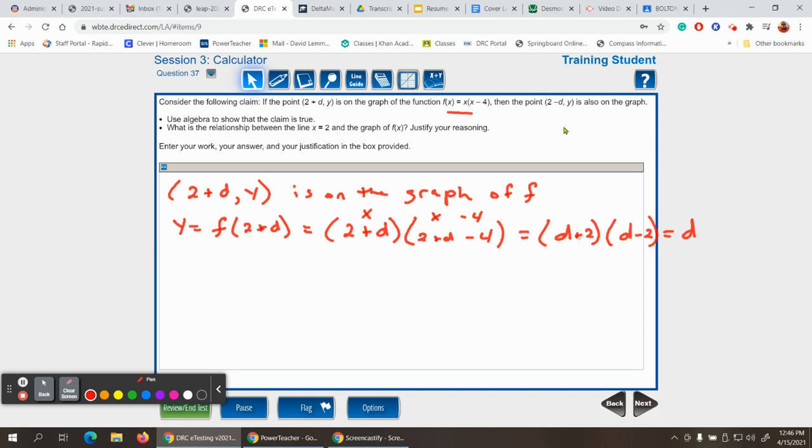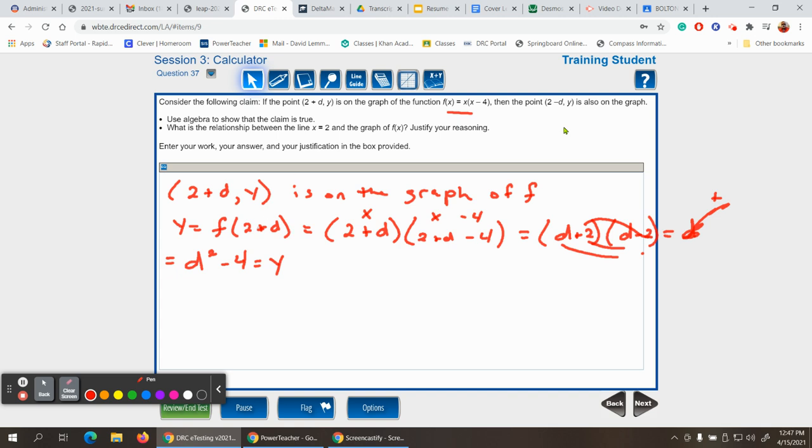I have positive 2d, so I have a positive. It's not letting me write it that close, so I will move this down over here. So we have a positive, we have d squared, we have d minus 2, 2d and 2 negative d, those cancel each other out, and then 2 times the negative 2 is a negative 4. All right, and so all of that equals y.